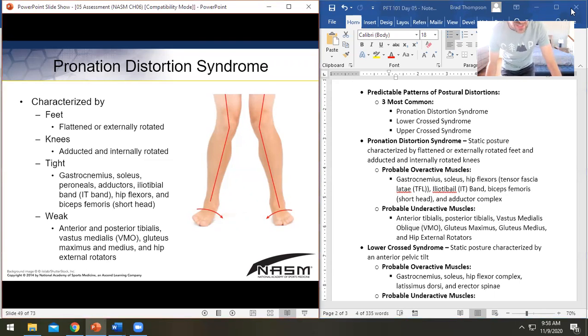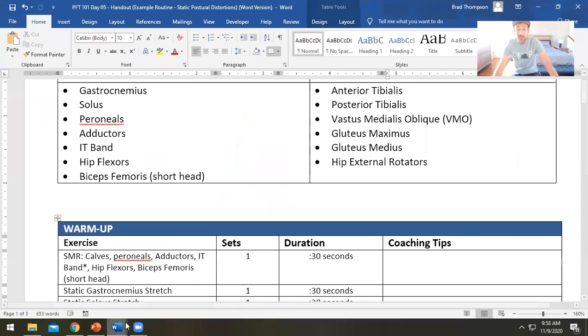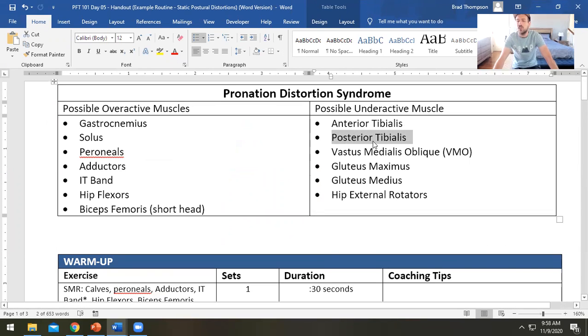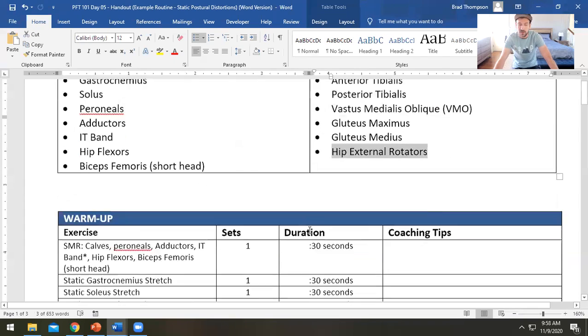So that's your underactive list, right? So we need to strengthen those. That's this list, right? Again, anterior tib, posterior tibialis, by the way. I will often shorten that to just, I will say tib. If I move too quick through these guys, let me know. I have the bad habit of abbreviating sometimes. Vastus medialis oblique, more commonly referred to as VMO. Glute max, gluteus medius, and your hip external rotator.